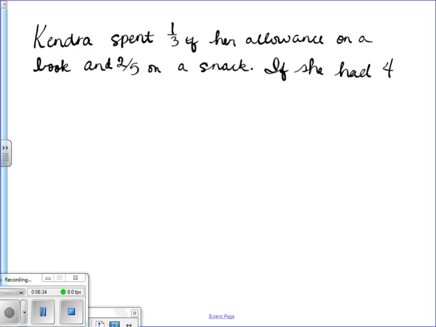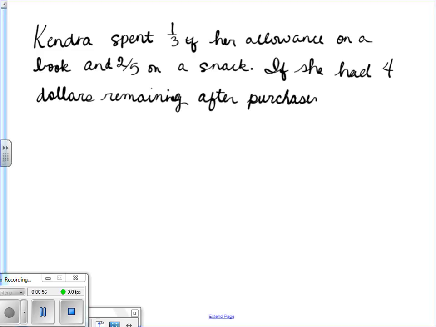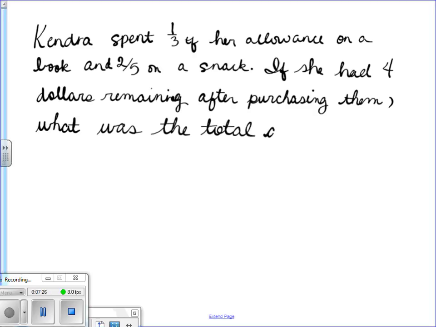If she had $4, I don't know, remaining after purchasing the book and the snack, what was the total amount of her allowance? That's why I told y'all not to write it.